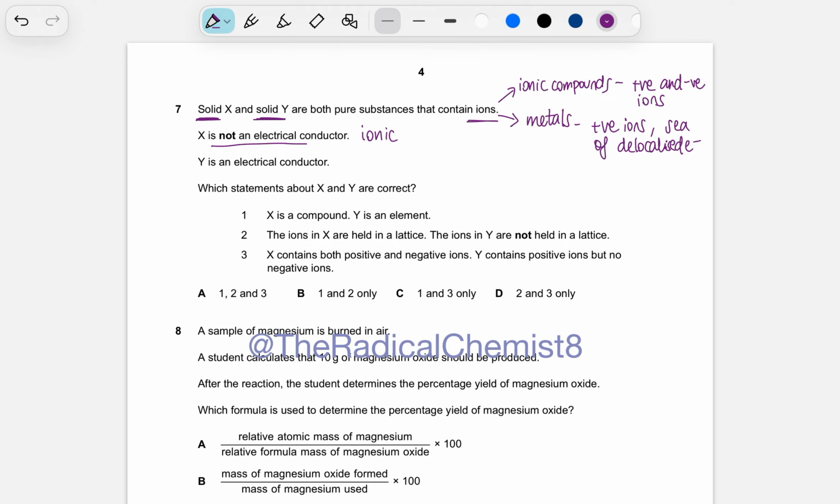They only conduct electricity when molten or in solution, because the ions can move carrying a charge. And then Y, it says, is an electrical conductor, so Y must be your metal. So using this, X is a compound, Y is an element. Yep.